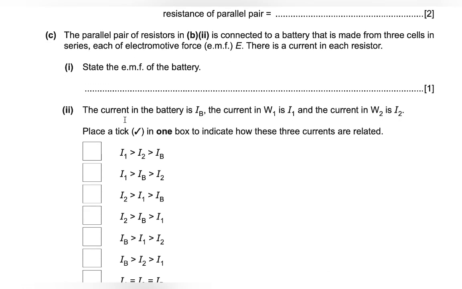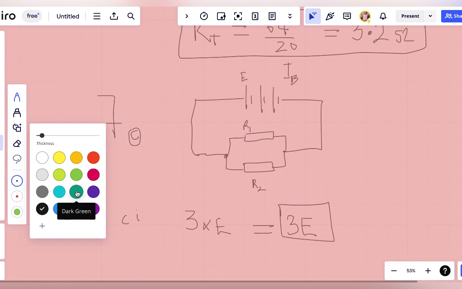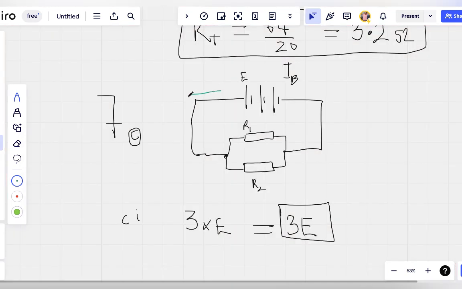See Roman figure 2. We say the current in the battery is IB. The battery has the highest current, and this current is the one that flows to resistor R1 and resistor R2. When it gets to the junction, it splits. It flows like this, and then when this current gets to this junction, some goes here and some goes here.